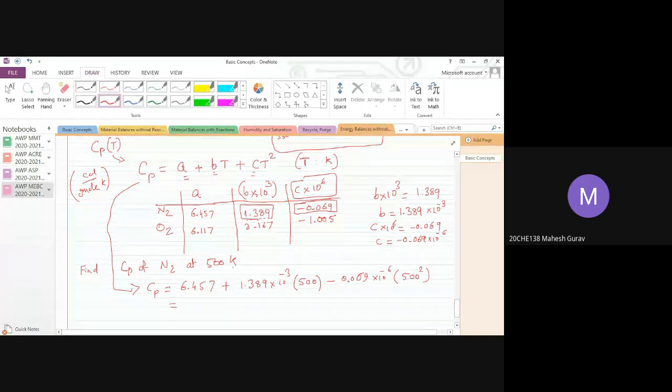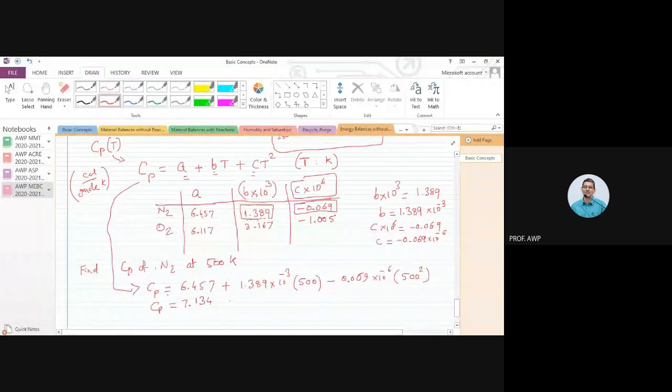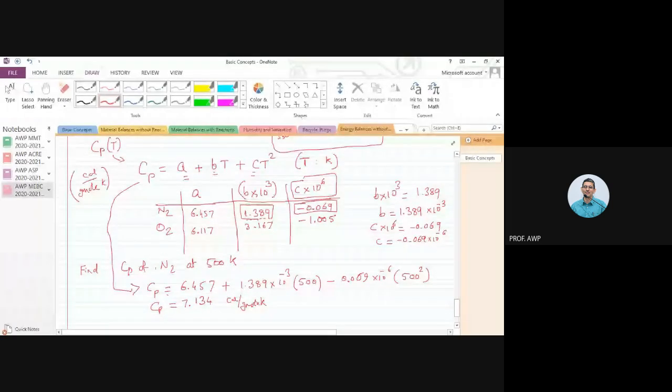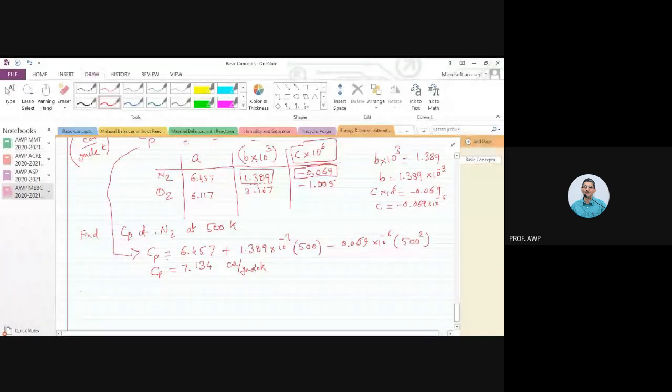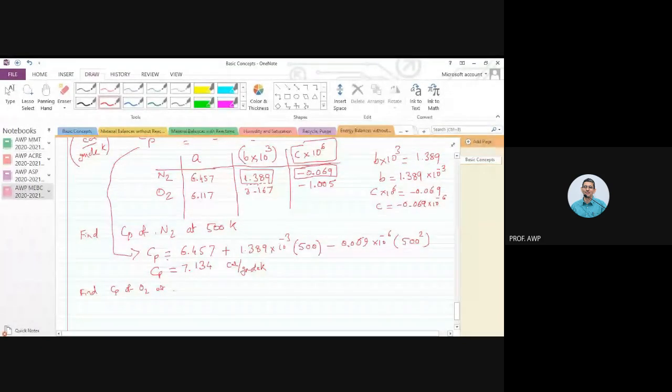7.13425. So Cp of nitrogen at 500 Kelvin is 7.134 calories per gram mole Kelvin. Right? Find the Cp of oxygen at 800 Kelvin.